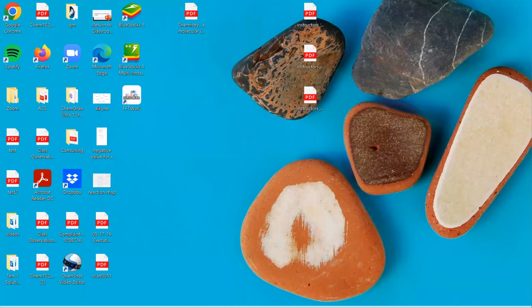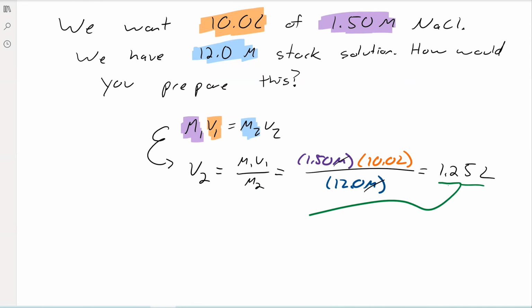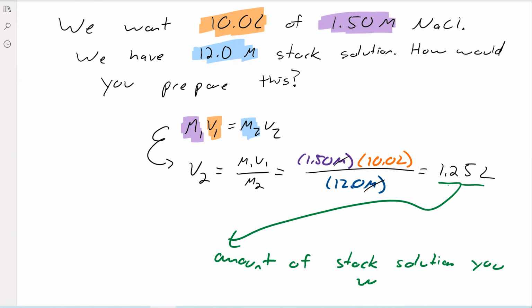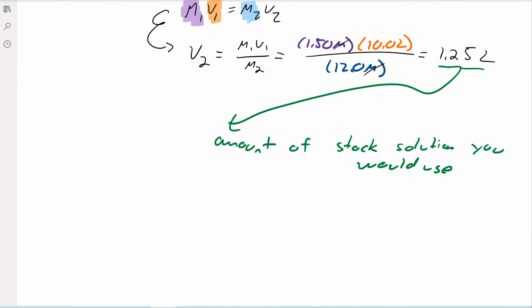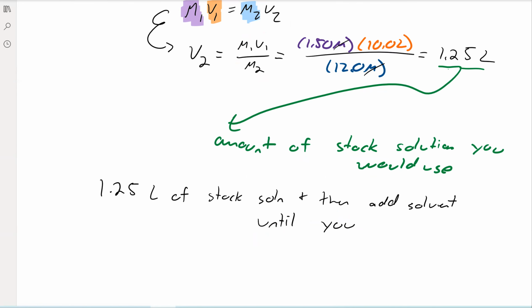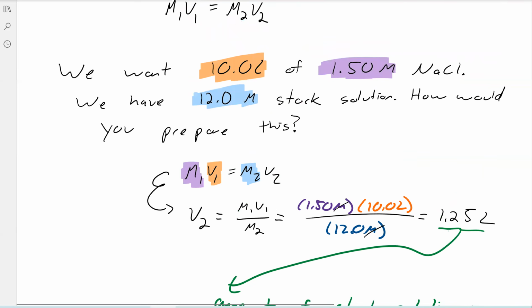And then we think about what this value means right here. So this 1.25 liters, that's how much of the stock solution we need to use. So that'll be the amount of stock solution you would use. And so what you do is you'd measure out 1.25 liters of stock solution and then add solvent until you get to 10.0 liters, because that's how much of the diluted solution we wanted.